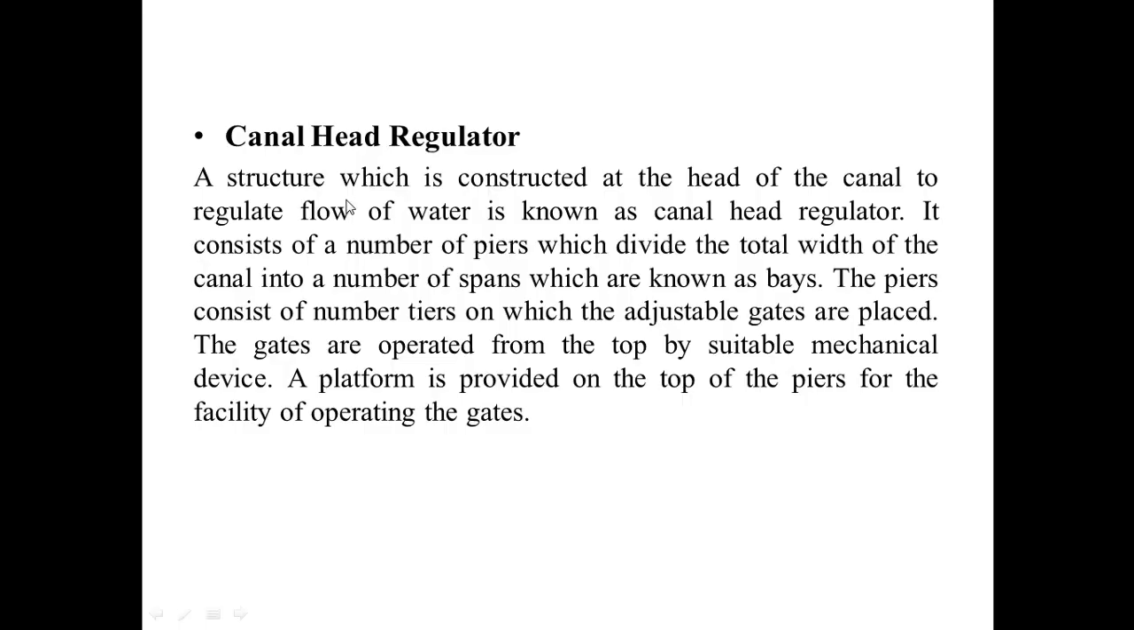The next component is the canal head regulator. A structure which is constructed at the head of the canal to regulate the flow of water is known as a canal head regulator. It consists of a number of piers which divide the total width of the canal into a number of spans which are known as bays.